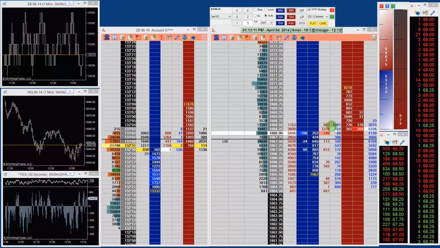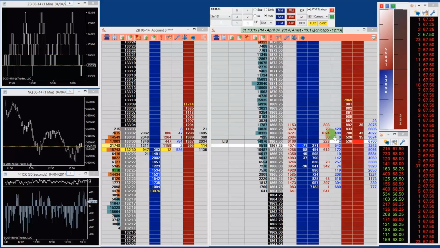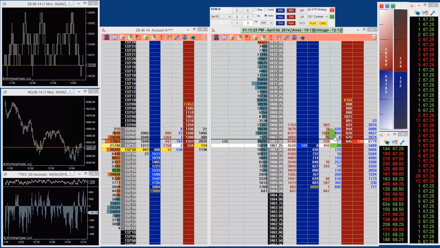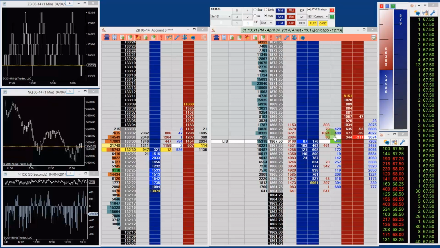So, for instance, we can look at these center columns here. That is showing us the market orders hitting into the market. Size of the orders is important, but so is the pace. So one of the things that you're looking at is how easy it ticks up versus ticking down.